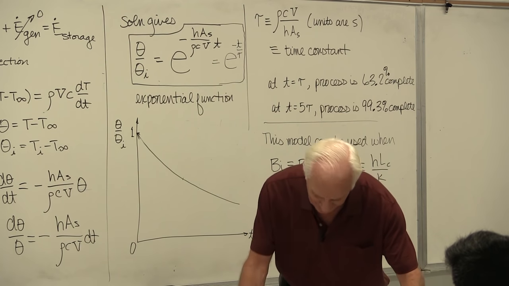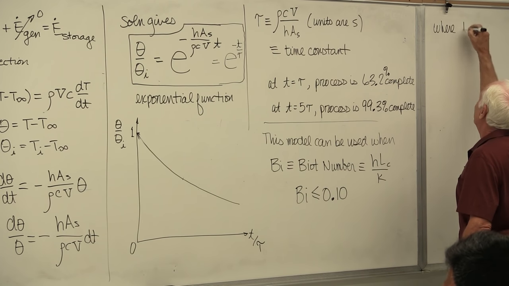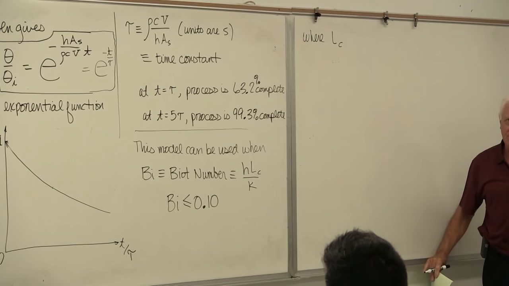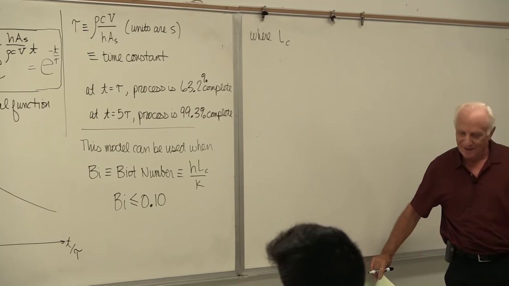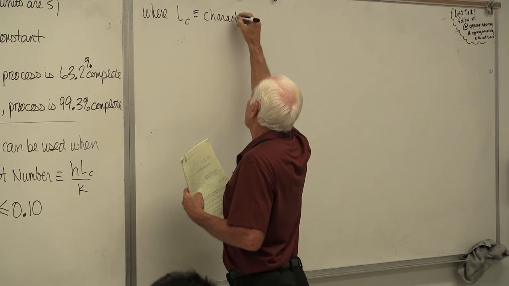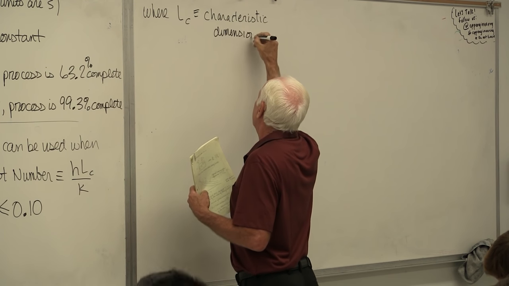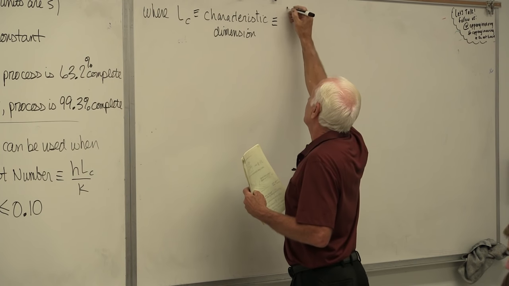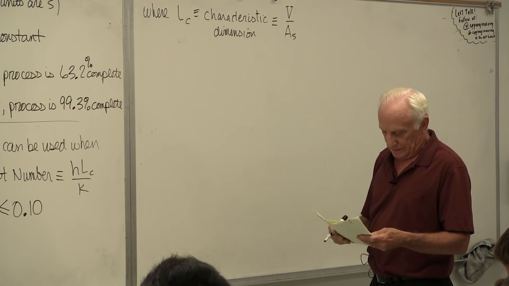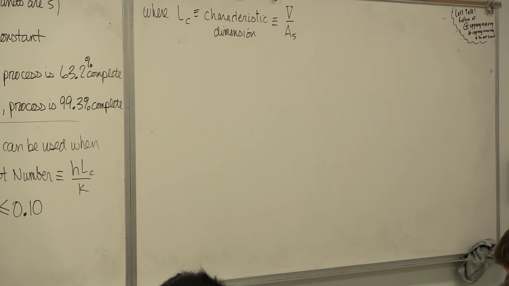So that's the rule now. Let's see how we get this thing called L sub c. Now, we have to shift gears. We're no longer in chapter 3 for fins, where L sub c stood for the corrected fin length. No, this is chapter 5. Now L sub c stands for a characteristic dimension. Characteristic dimension is the volume divided by the surface area. There's a table in the book, I'll just summarize it here, which gives different values for that.